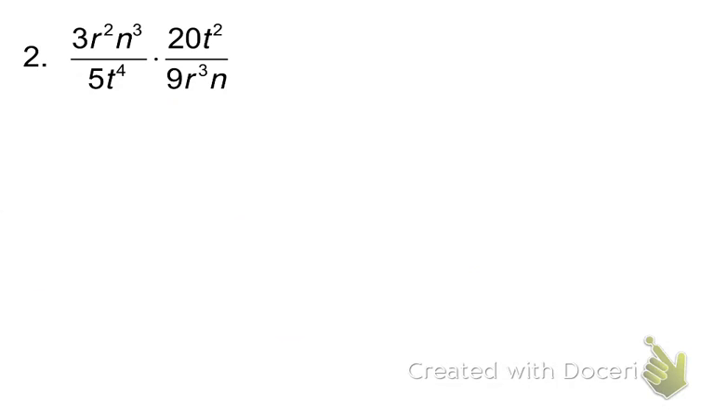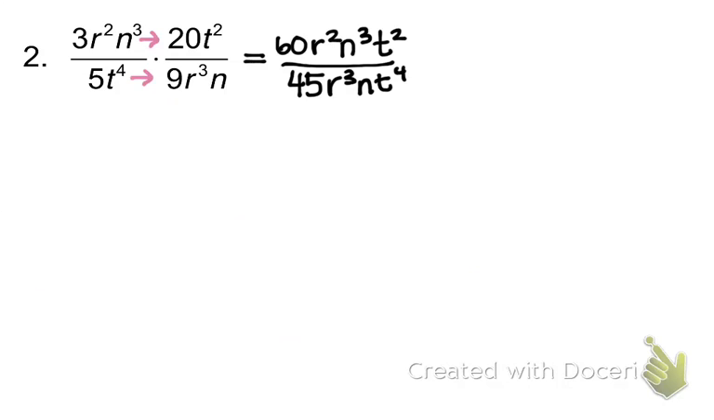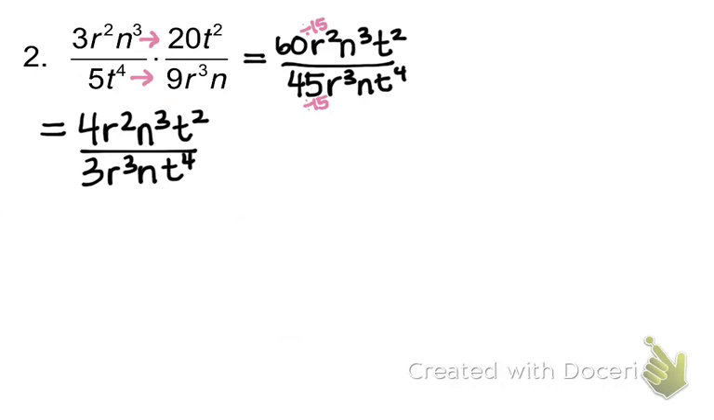In our second example, we're going to start by multiplying straight across. So that means multiplying our coefficients and adding the exponents of our like bases. So we have 60r squared n cubed over t squared over 45r cubed n t to the 4th. So now we can simplify just like we did in the last example. We'll start by dividing our coefficients. So on the top we have 4r squared n cubed t squared over 3r cubed n t to the 4th.